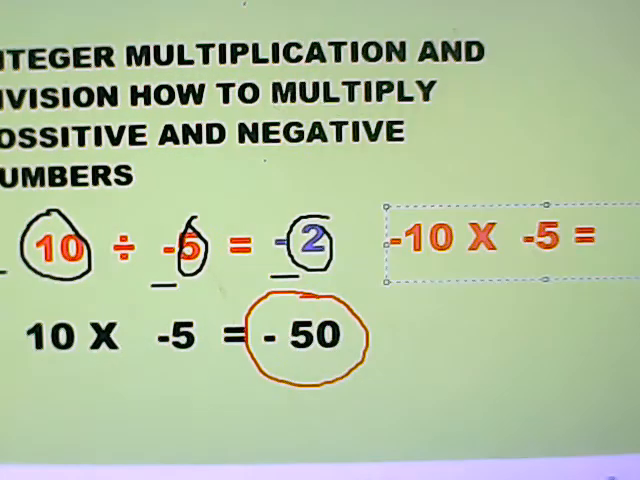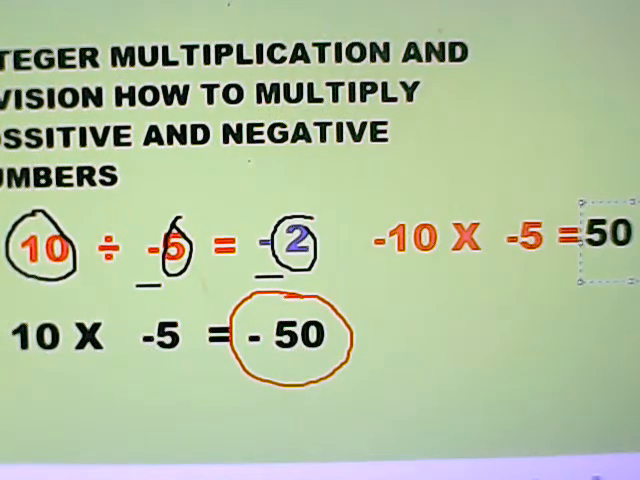Another example. How about if they are both negative? So the answer is positive 50. This one: negative 10 times negative 5 equals positive 50.